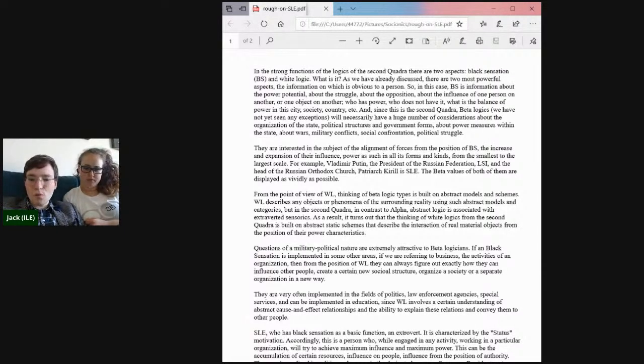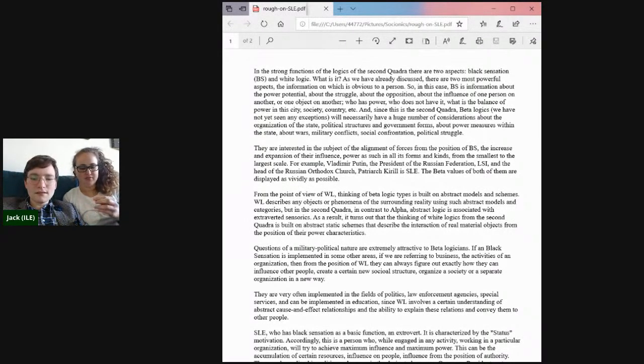And from the point of view of white logic, this is more structural thinking logic. Thinking of beta logic types is built on abstract models and schemes. So white logic describes any objects or phenomena of surrounding reality using such abstract models and categories. So that's interesting because you are quite abstract. I am very abstract. I don't think straightforward. It's always like another way of thinking. So that's probably quite true.